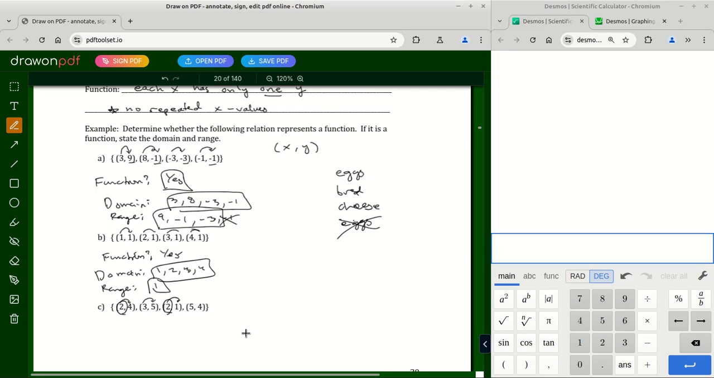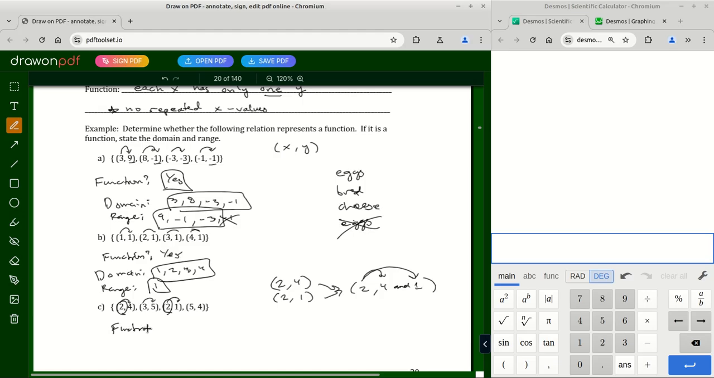Repeated x values. Now, I'm not saying that it's automatically that way just for a pattern's sake. Let's go and see what this actually means. I'm saying that we got 2 and 4, and we also have 2 and 1. So I'd like to merge these together and say 2 is going to both 4 and 1. So does this 2 have only one y value? No. Does each x have only one y? No, it doesn't.